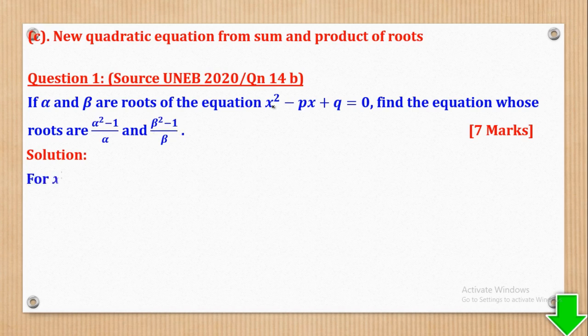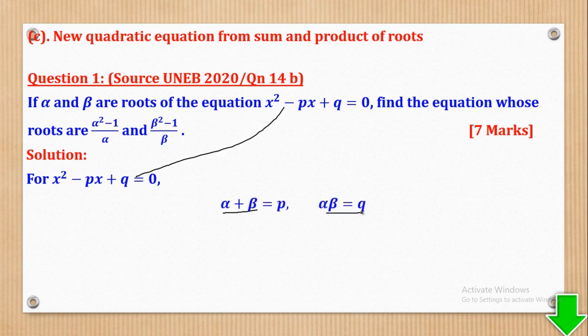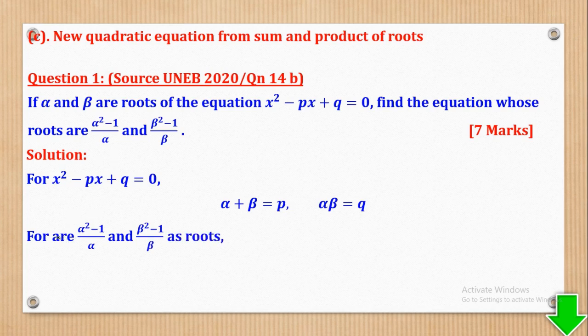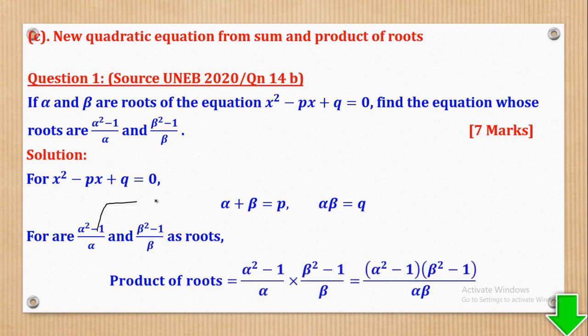So we shall start with the given equation. For this equation, the sum of roots is that and product is that. I believe by now you know where these ones are coming from. Then for these roots, we have to get the sum of roots and product of roots. Let's start with the product. Product of roots means that you multiply this with this to come up with this part. Therefore, numerators are multiplied alone and denominators are multiplied alone.